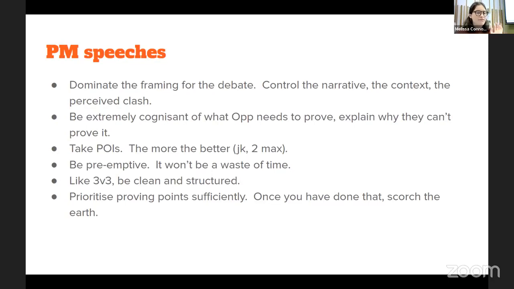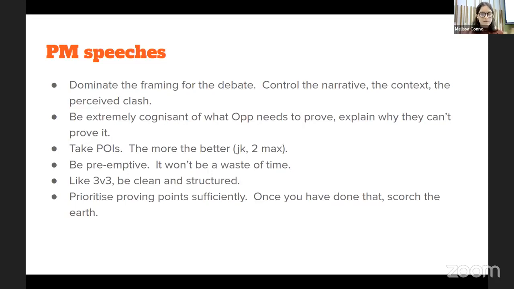And when I say the framework is the perceived clash in the debate, this overlaps into some of the other points, but make sure you are setting up the debate as a whole, not just your case. So think about what op needs to prove, how that's going to interact with your points, and then be preemptive and explain why they can never prove those things. That also guards you against closing opposition. If you prove why they can never prove that, you've done preemptive rebuttal to anything that CO can prove that is necessary to win the debate.